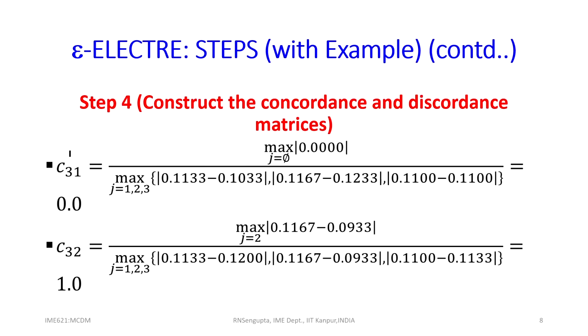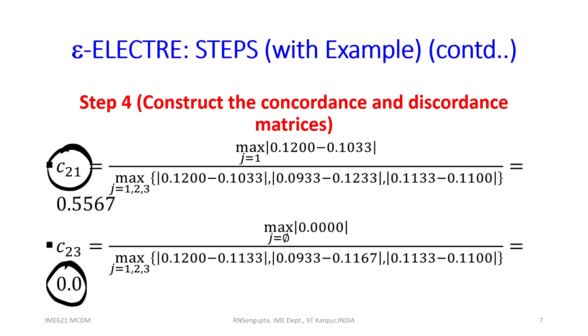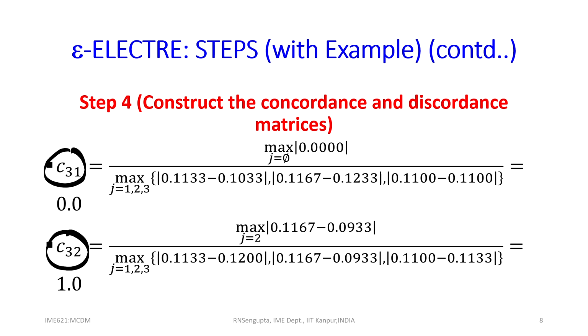Similarly, when I consider C31 and C32, C32 is 1, and if I go back to the last slide, C23 is 0. That means the benefit of taking 2 and not 3 is null, is 0, but the benefit of taking 3 and not 2 is 1, which is 100%.